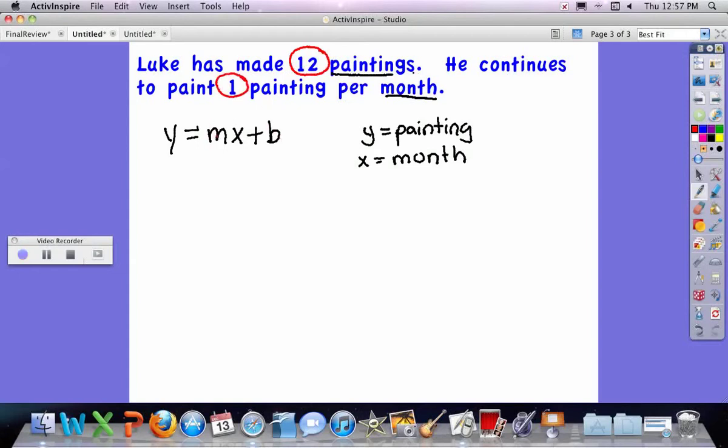But I have two places that those numbers can go. Remember, M stands for the rate of change. He makes one painting per month, so 1 would be the slope. And B is the y-intercept. How many has already happened? Well, Luke already has 12 paintings. So we end up with y equals 1x plus 12. And we can simplify this because anytime anything gets multiplied by 1, it's just itself.